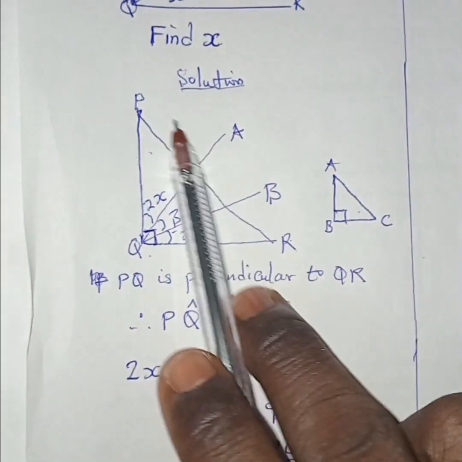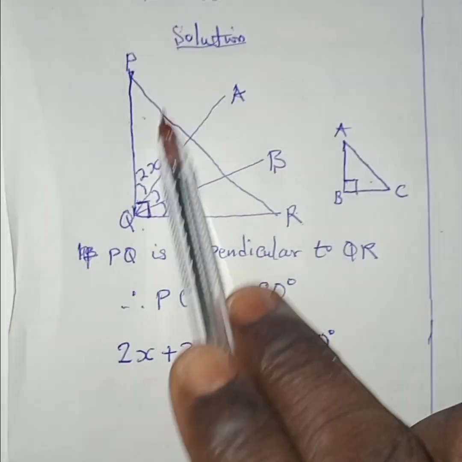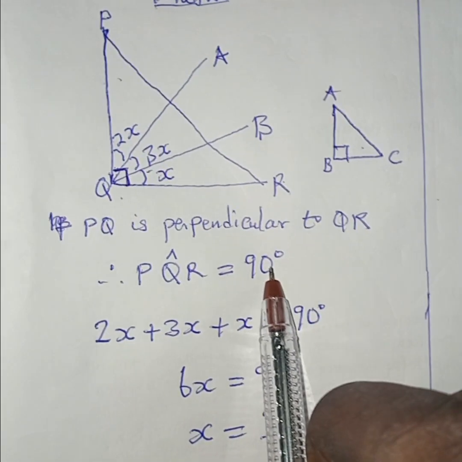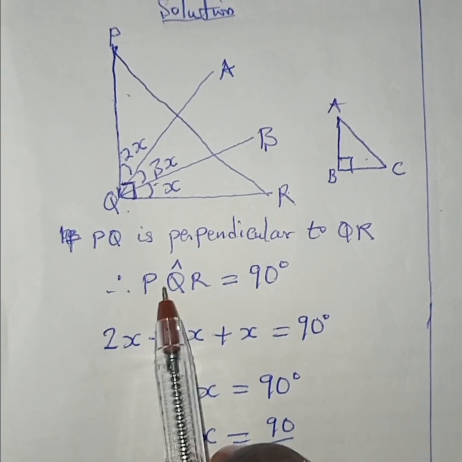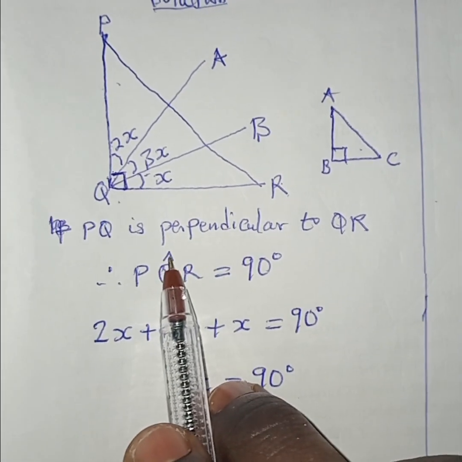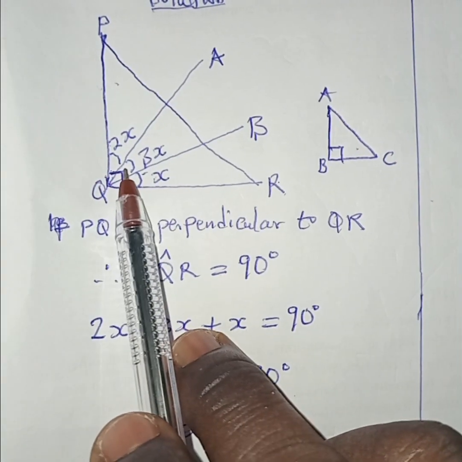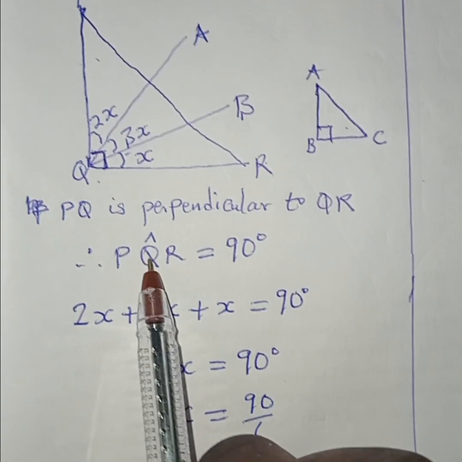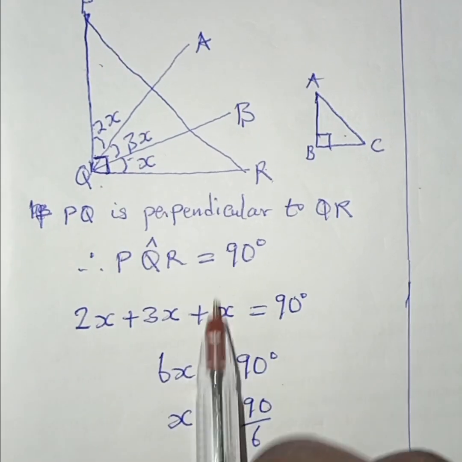So if you join P to R, you'll find out that the diagram will now become a right angle triangle. An angle inside a right angle triangle is equivalent to 90 degrees. So if that is well taken, it means that PQR is equal to 90 degrees. Look at this sign. This sign represents a right angle, that is PQR. The right angle, which is 90 degrees, is at what? Q. That is how we have this sign on Q. So everything inside this diagram is equal to 90 degrees.